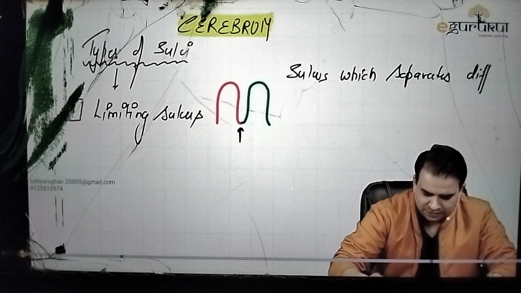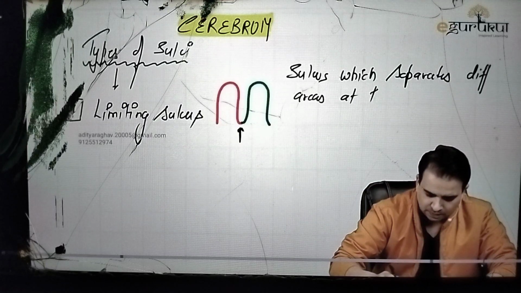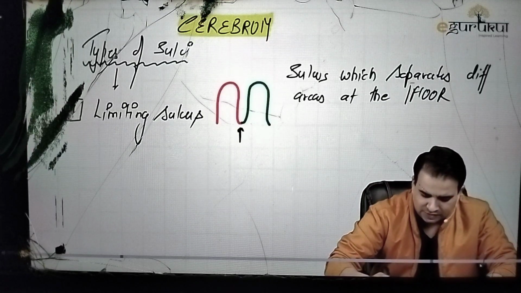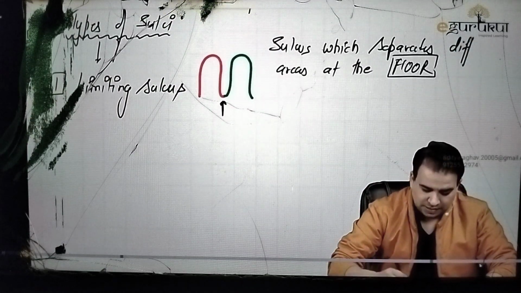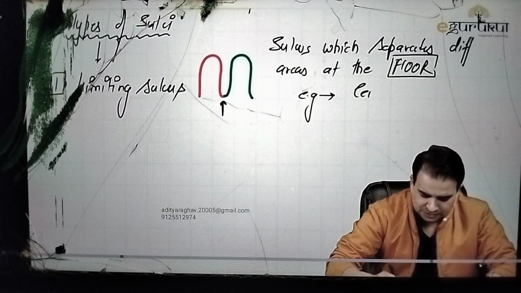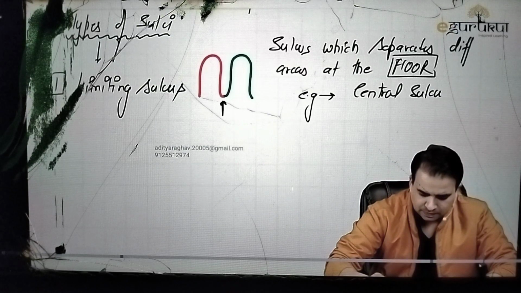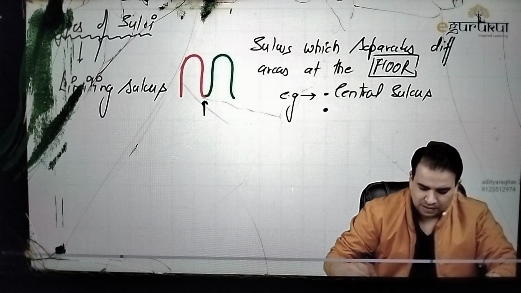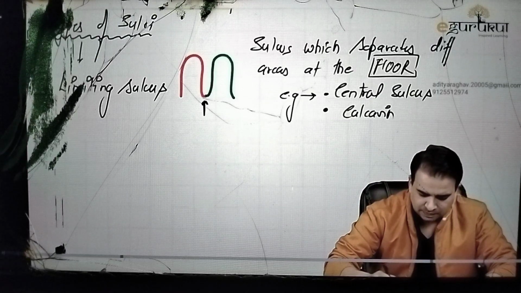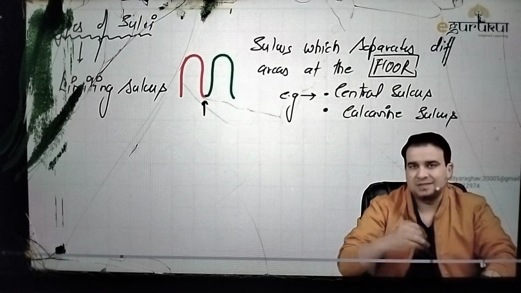These are the sulci which separate different areas at the floor of the sulcus. The floor is a keyword here. They're separating, but at the floor of the sulcus. The best example of the limiting sulcus is the central sulcus, and another example is the calcarine sulcus. I'll tell you more about these when we look at them on the areas of the brain.